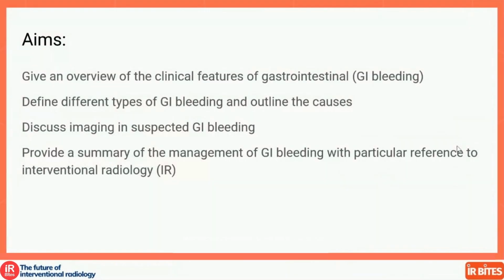Right, okay, so hi everyone, and tonight we're here to talk about GI bleeding. The aim of this session is apparently to cover every single aspect of GI bleeding. That's what it feels like at least. So we're going to look at the clinical features of GI bleeding, the different types and causes. We'll discuss imaging in suspected GI bleeding and go into the management, with a particular focus on IR procedures that can help, okay? We're not likely to go through it in a nice, beautiful order like this, but we will attempt to cover all of these things, all right?